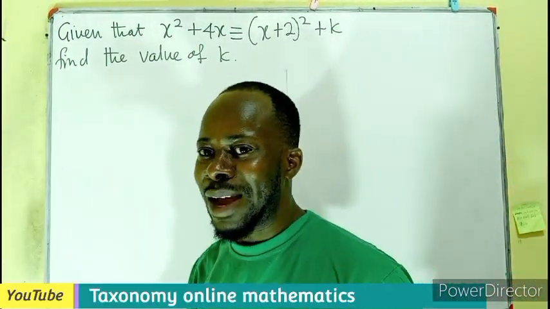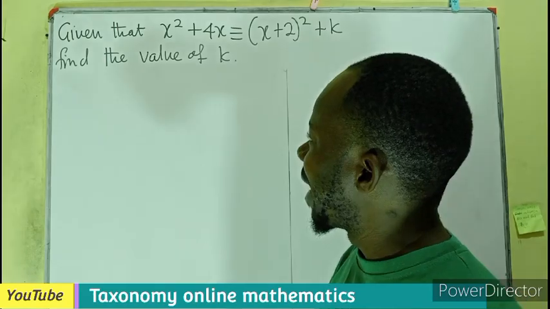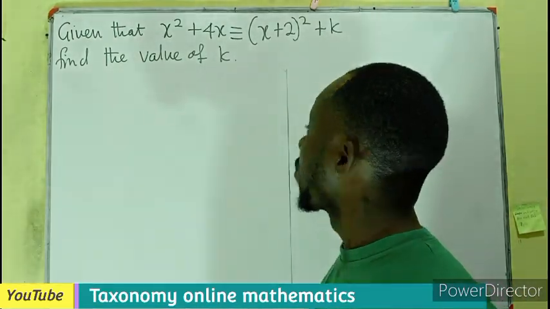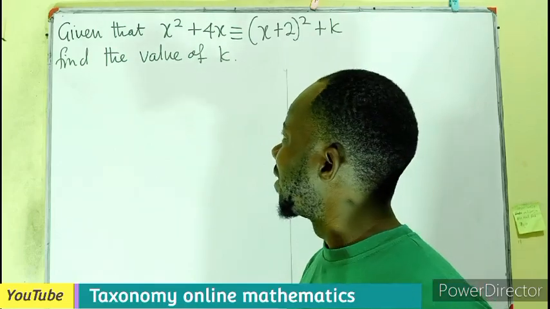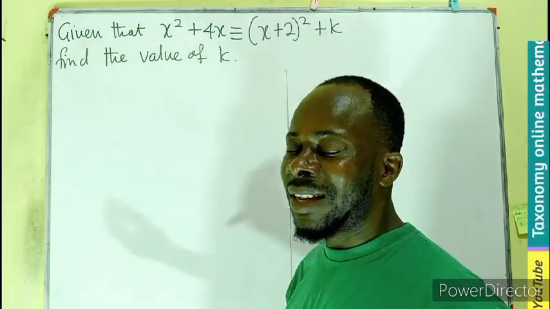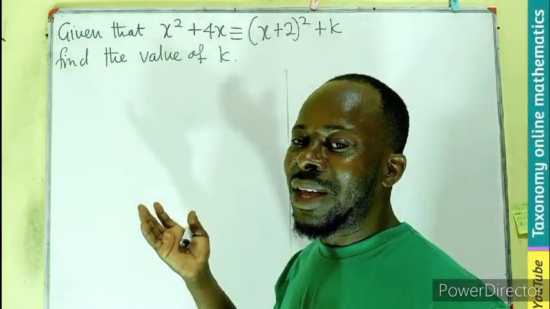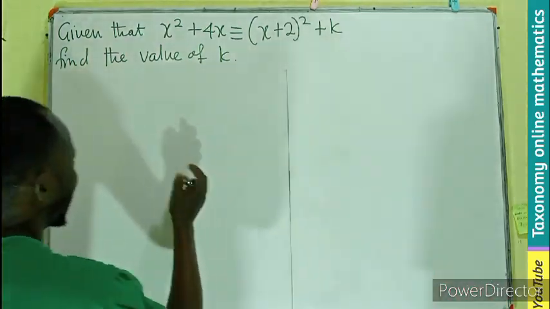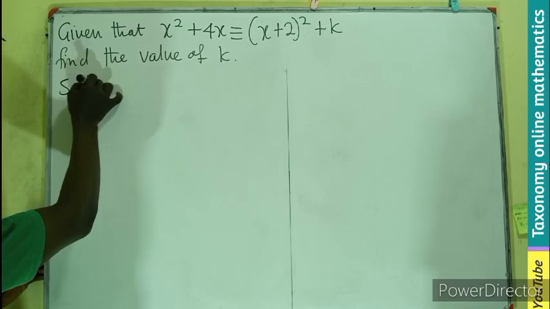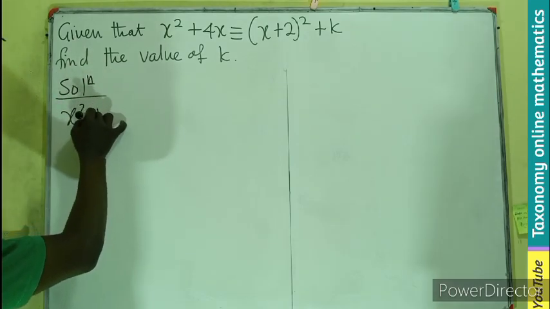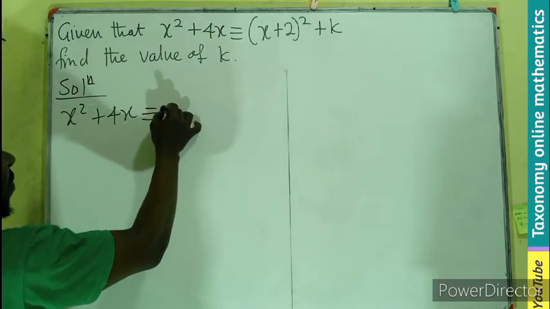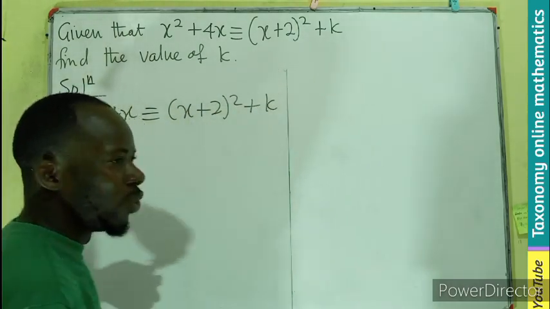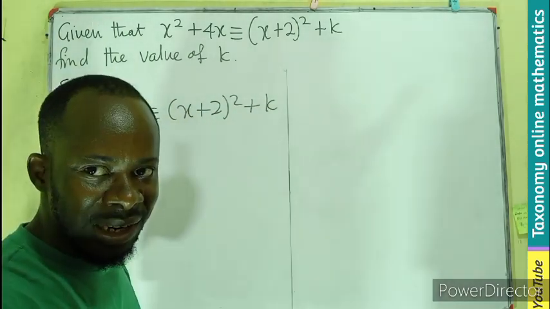This question has been on a timeline for some time now. Given that x squared plus 4x is equivalent to (x plus 2) all squared plus k, we have to find the value of k. This is a direct quadratic equation using completing the square, so I will use that approach. There are other steps or methods you can follow to get the value of k, but I will just go straight forward and use completing the square.